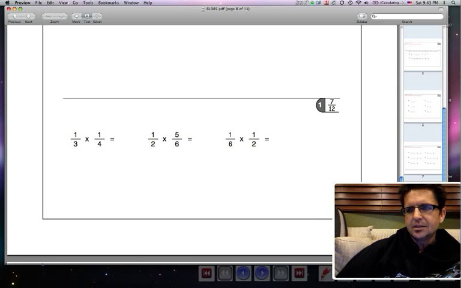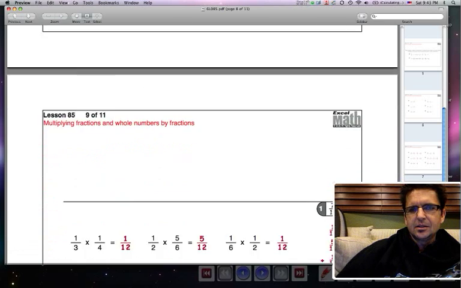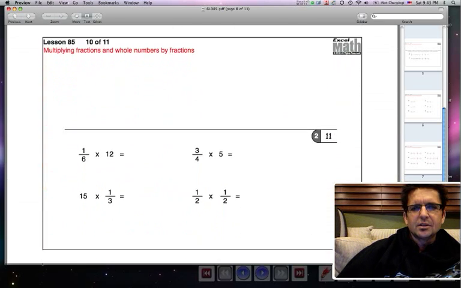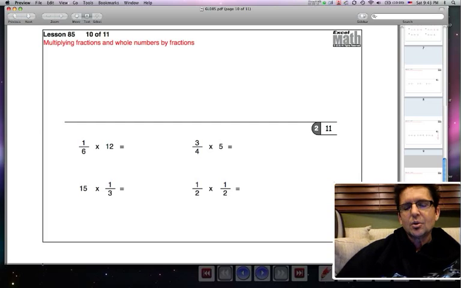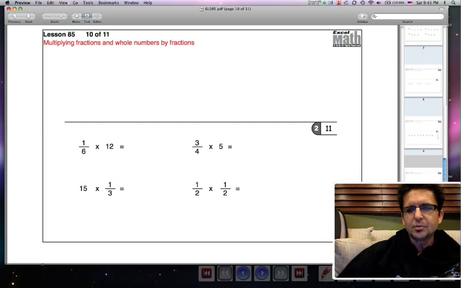Clear that out and move down to the last section here. Now we have some problems where you actually have to change the whole numbers into fractions before you multiply. So go ahead and give this box a shot. Pause the video, turn it back on when you're ready to see the solution.